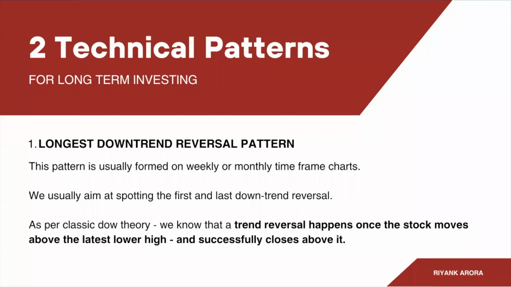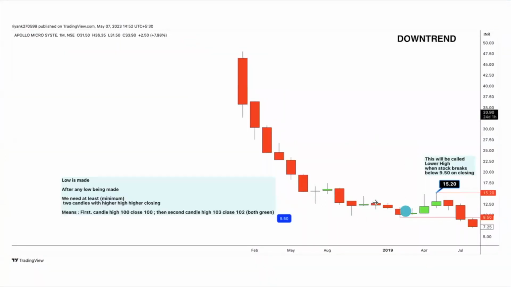We usually aim at spotting the first and the last downtrend. Okay, first and last downtrend का मतलब क्या हुआ? This I will show you with an example of a chart. So as per classical Dow theory, we know that trend reversal happens once the stock moves up above the latest lower high. So let me show you here itself.